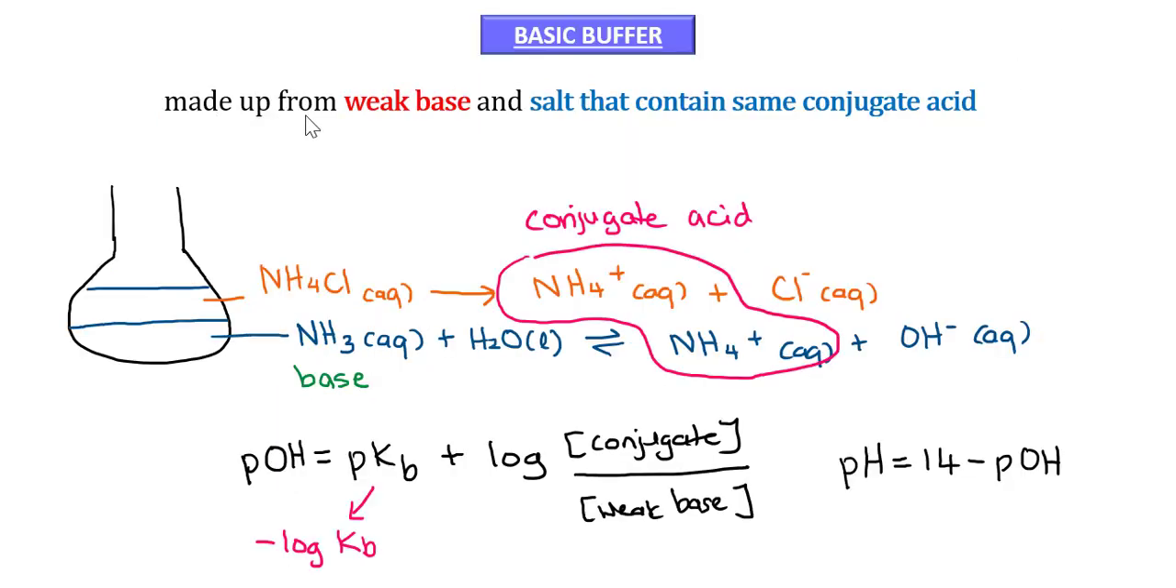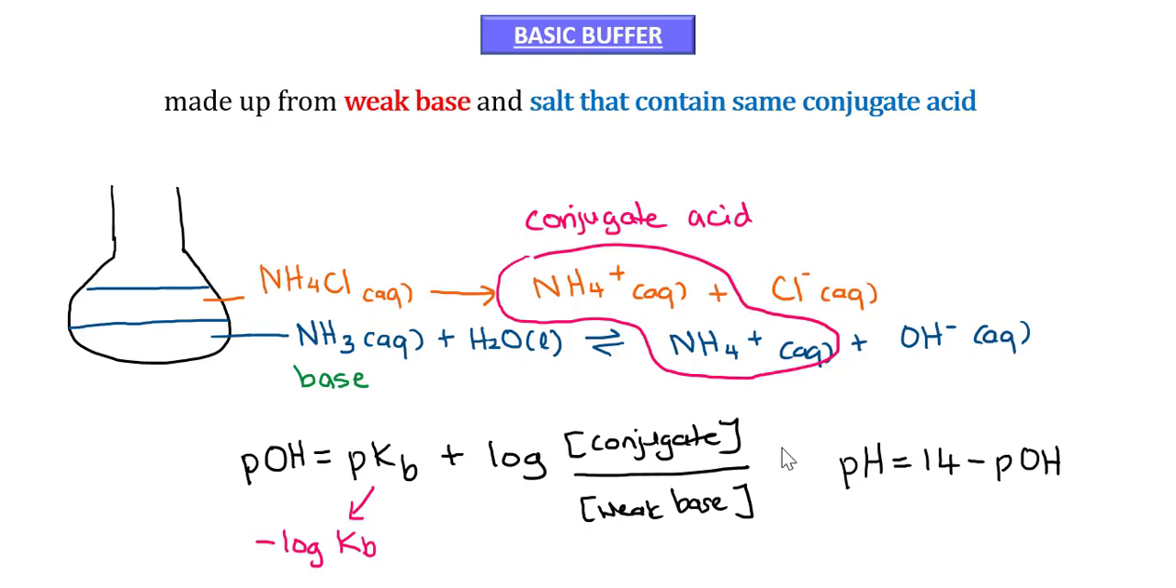A basic buffer solution is made up of a weak base and a salt that contains the same conjugate acid. For example, if we have ammonium chloride salt and ammonia mixed together, the ammonium chloride will fully dissociate into the ammonium ion and chloride ion, while the ammonia, which is a weak base, will slightly dissociate into ammonium ion and the hydroxide ion. The ammonium ion that is present in both is the same conjugate acid, so this solution is a buffer solution.